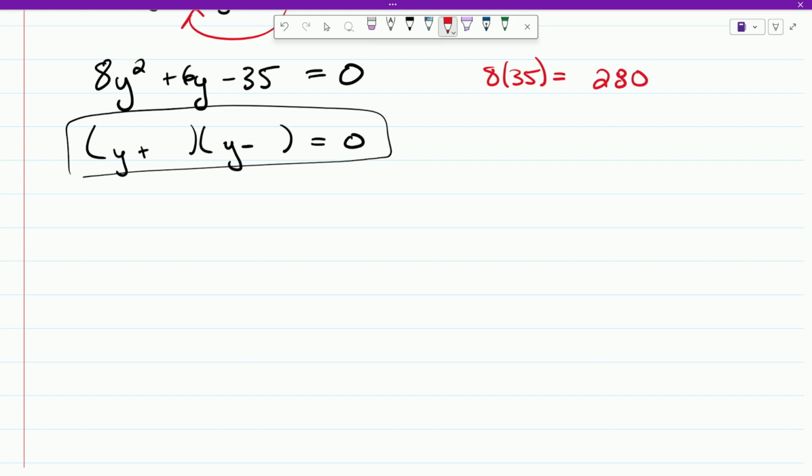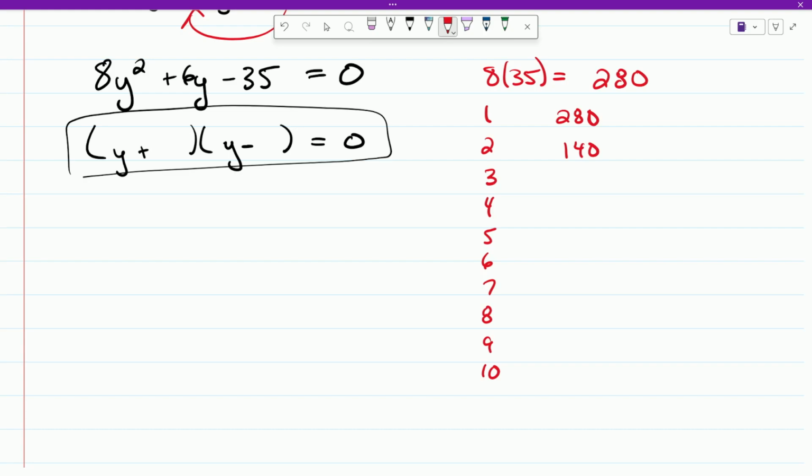Now, 280 is going to have a lot of factors, so here's what I do. I start off just by writing 1 through 10. So 1, 2, 3, 4, 5, 6, 7, 8, 9, 10. And then I use the fact that I kind of know how factors work, multiplication, division. And I say, well, 1 times 280 is 280. 2 times 140 is 280.